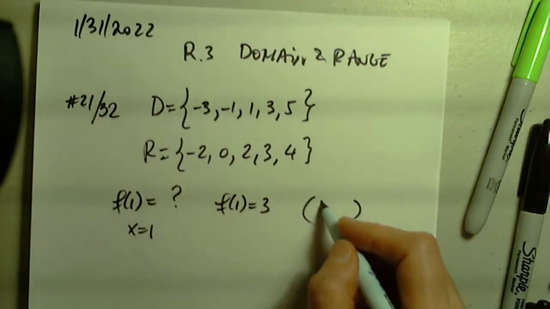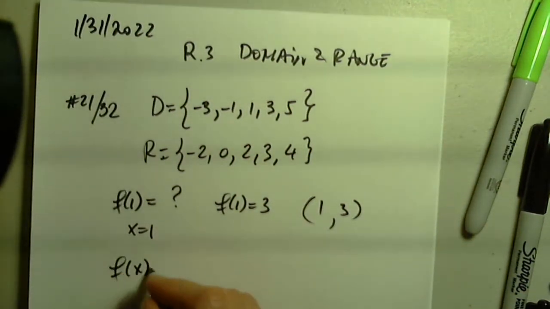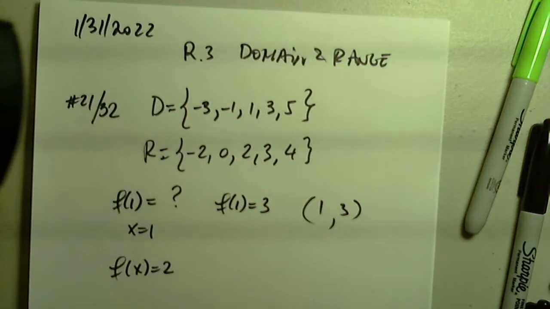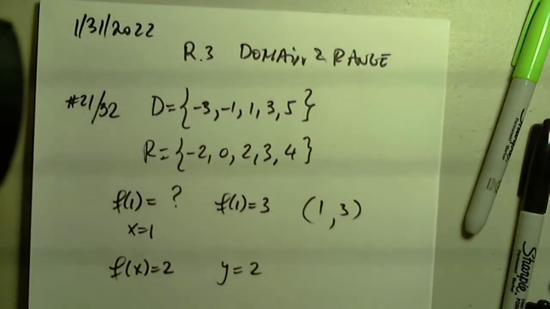1, 3. That's it. Now, also we have this question, f of x equals 2. Can anyone tell us what f of x equals 2 means? What is given here in f of x equals 2? It's when the y value equals 2. Exactly. So this time I have to draw a horizontal line.